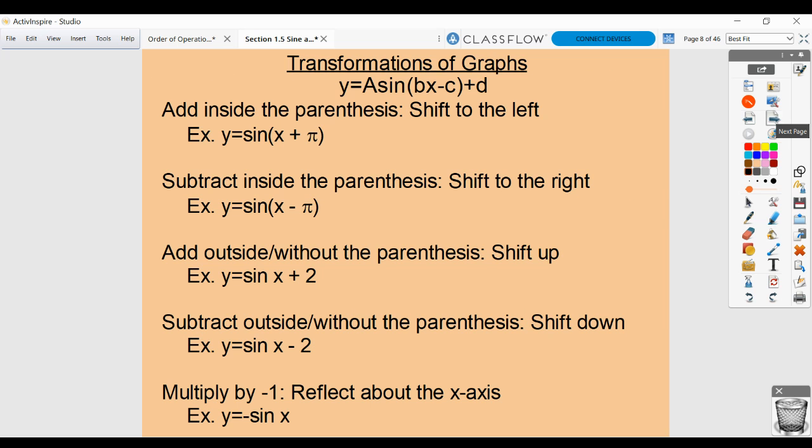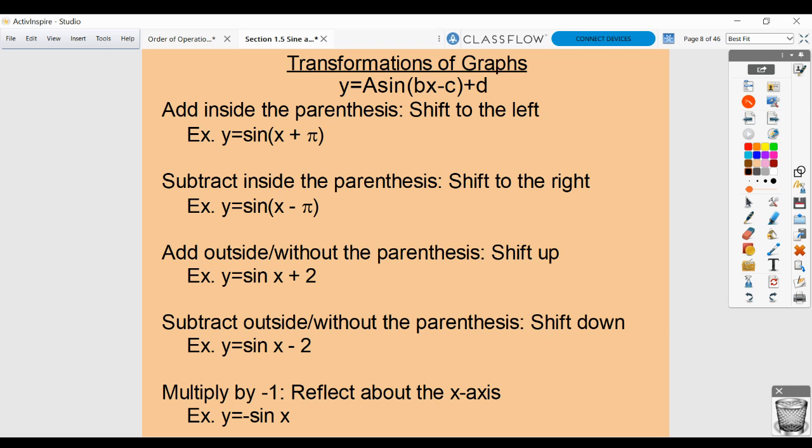Okay, so here are the transformations. This will be a little bit of review from Algebra 2. If you are inside of the parentheses, you're going to go left or right. So if you have a C value, you will go left or right. And it's actually backwards than what you think. If you're a plus, you think that you're going this way, but you're actually shifting it to the left. And if you're a minus, you think you're going to the left, but you're actually going to the right.